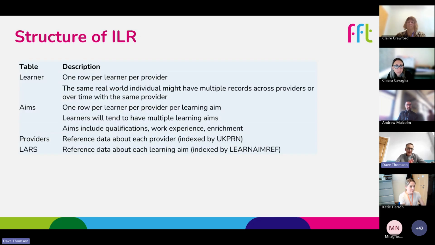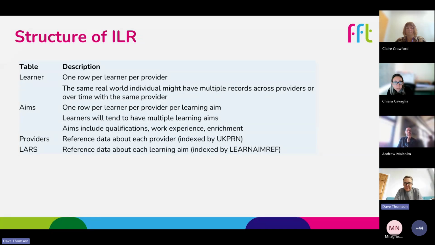There are 4 bits to ILR. There's a learner table, an aims table, and then we have reference data about the providers themselves. And providers are indexed by UKPRN, and we will then have reference data about each learning aim. That's called LARS, Learning Aim Reference Service, although the name of that has changed over the years. The learner table contains 1 row per learner per provider.